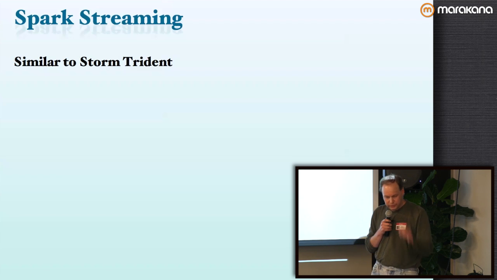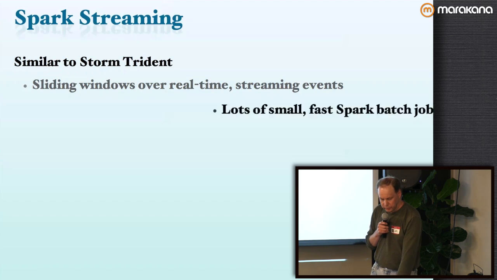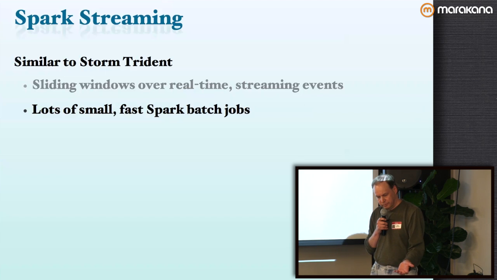Then the next step beyond Shark was something called Spark Streaming, which you can think of as being somewhat similar to Storm Trident, where we're taking sliding windows over real-time streaming events. So you group up these events that are streaming into your system, and you end up essentially running lots of small Spark batch jobs against those windows of events. And if you can process those quickly enough, which of course you couldn't do in a Hadoop-based system, but we can do with Spark, then you can keep up with your stream of events and actually do real-time streaming processing across your whole entire cluster.